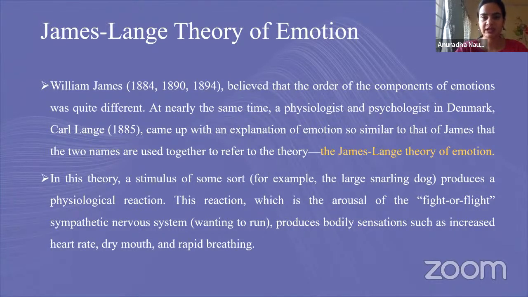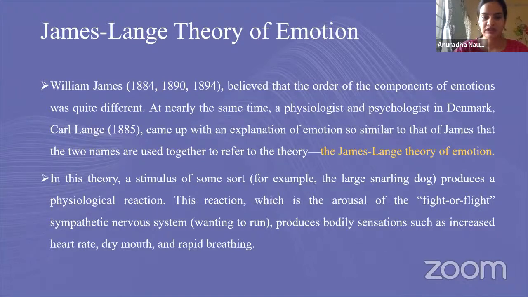And at the same time, a psychologist and a physiologist in Denmark, Carl Lange, came up with an explanation similar to that of James, and that's how we call it the James Lange theory of emotion. So they did not sit together and write this theory. It's just that two people happened to understand the same phenomena in the same way, and that's why we call it James Lange theory of emotion.